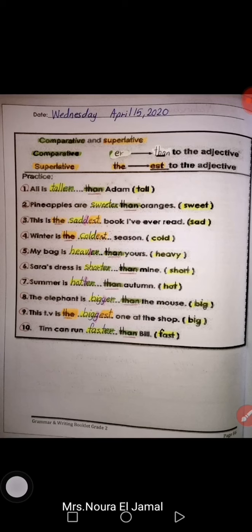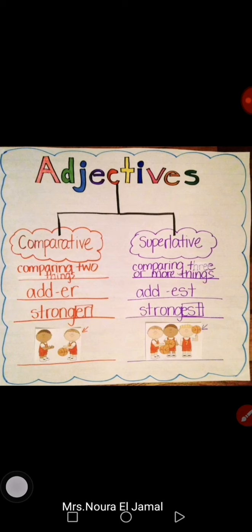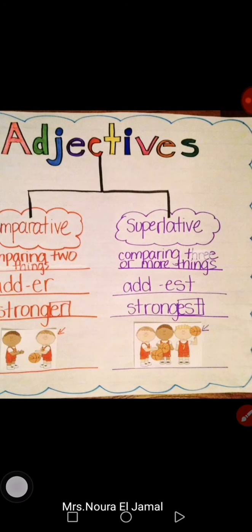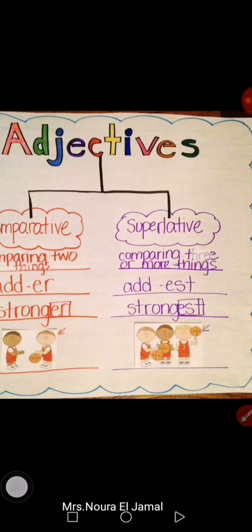Here with double letter G. Number 10, Tim can run faster than Bill. Here it's a comparative adjective. Now let's remember together. We have two kinds here, comparative adjectives and superlative adjectives. Comparative adjectives comparing two things, we add er, like stronger. Superlative comparing three or more things, we add est to the adjective, like strongest.